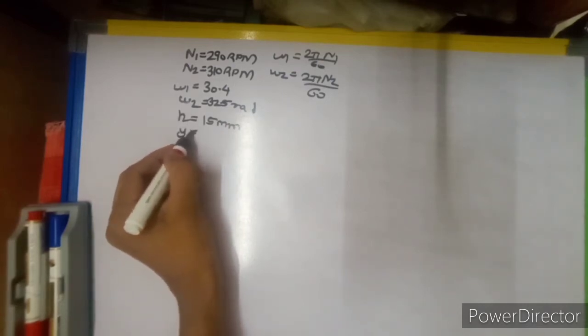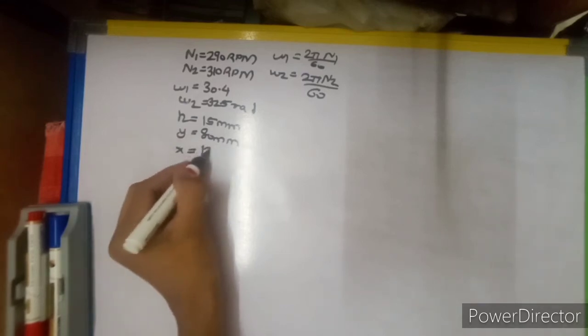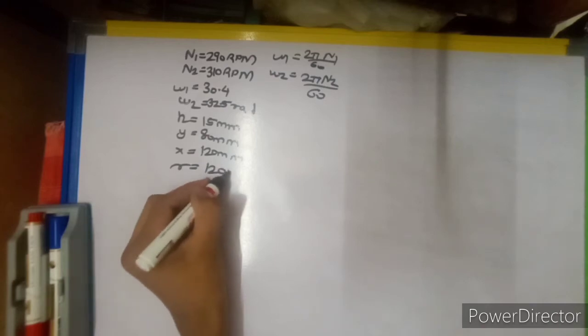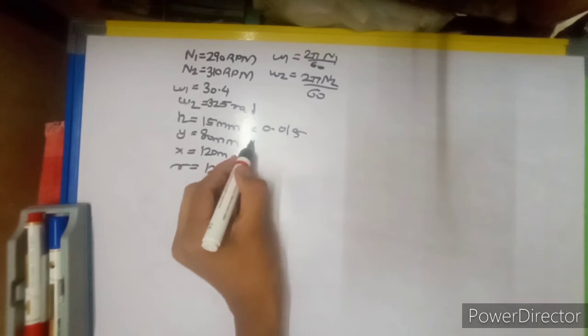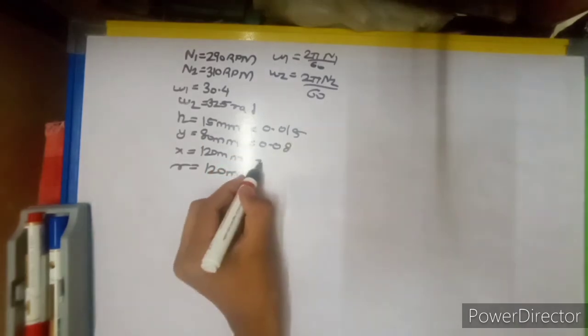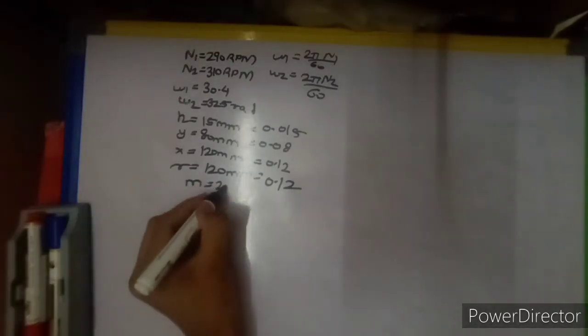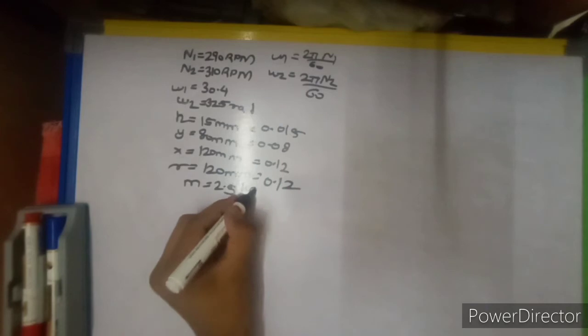Y, that is the sleeve arm, is 80 mm. Ball arm is 120 mm. Radius of rotation is 120 mm. So convert it in terms of meters: 0.015, 0.08, 0.12, 0.12, and mass of the small ball is 2.5 kg.